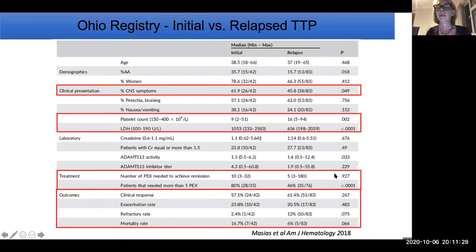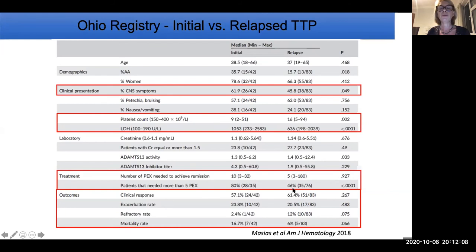But even though these numbers are 10 for an initial episode of TTP and 5 for a relapse, you'd think, oh, we only need half the treatment. That's not what this data is showing, because this is the significance value and it is a non-significant difference. And the reason for that is that's the median, but there's a massive range. So some patients need a lot of treatment even in relapse. And the number of patients who needed more than 5 plasma exchanges to remission is less in the group who relapsed.